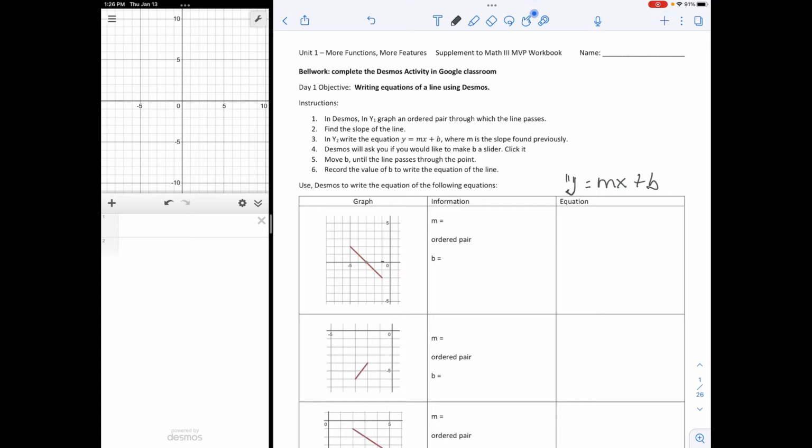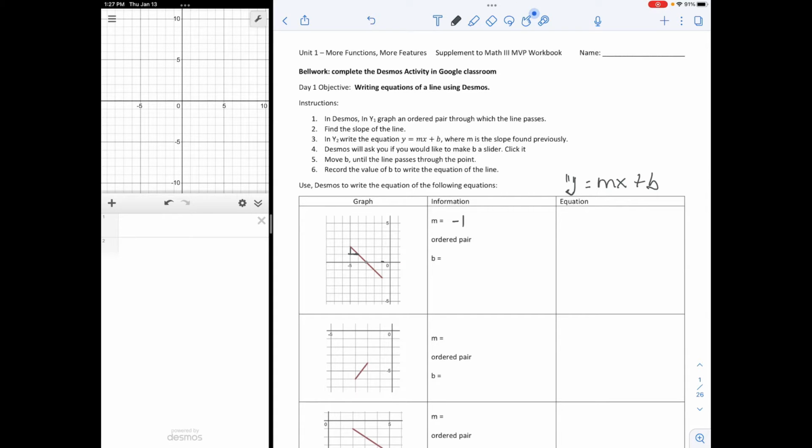So if I am given a line, as I am in this graph, I should easily be able to find the slope. Remember, slope is rise over run. If I were to find the slope of this line, I went down 1 and to the right 1. So my slope is -1, and I notice that because it is going down from left to right.